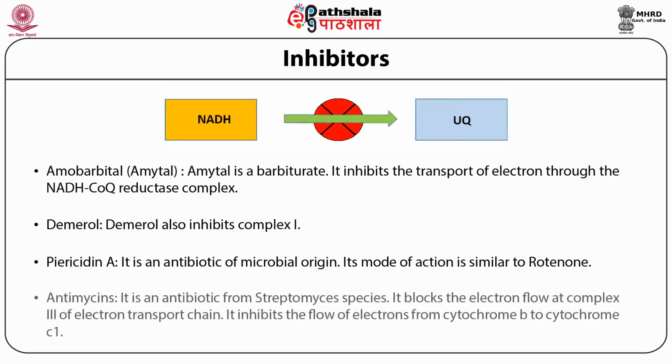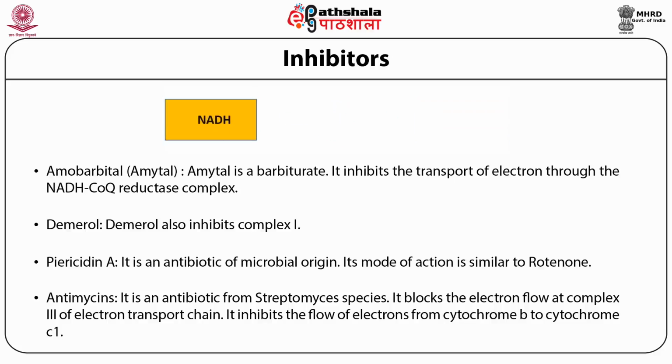Next is antimycin. It is also an antibiotic from Streptomyces species. It blocks the electron flow at complex 3 of the electron transport chain. It eventually inhibits the flow of electrons from cytochrome B to cytochrome C1. Cyanide is a respiratory inhibitor which blocks complex 4 of the electron transport chain. It blocks at cytochrome oxidase, which prevents both coupled and uncoupled respiration.